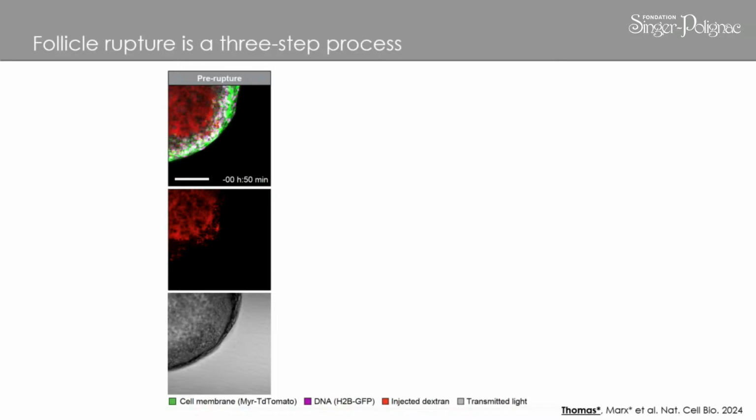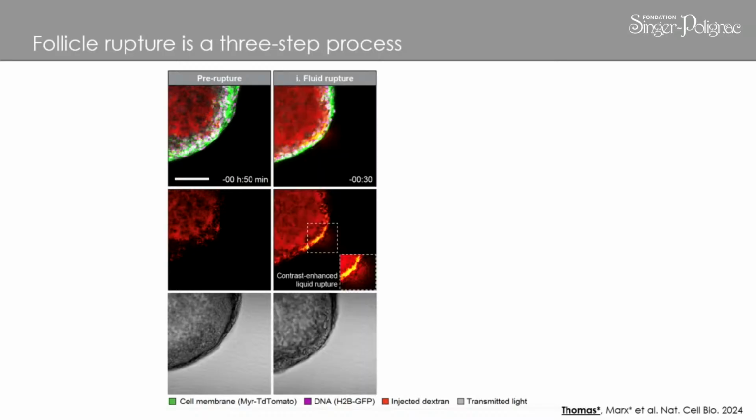So we start pre-rupture, we have an intact follicle wall, and we can see that the follicular fluid, marked through this dextran, is maintained inside of the follicle. The first step is then fluid rupture, in which we can see this fluid begin to leak out while the wall is seemingly intact and all cells are still contained.